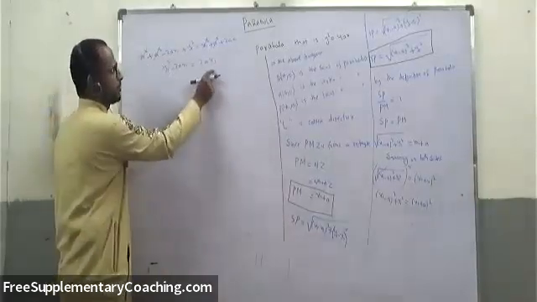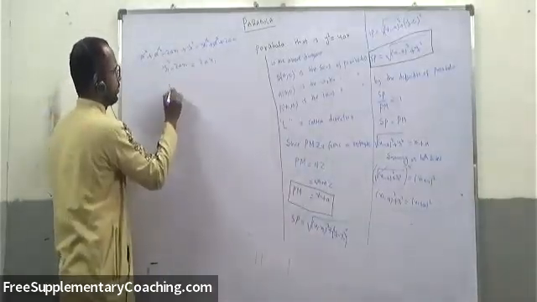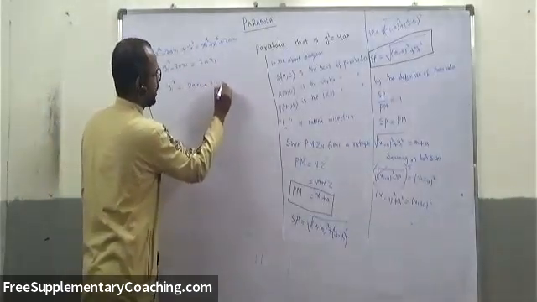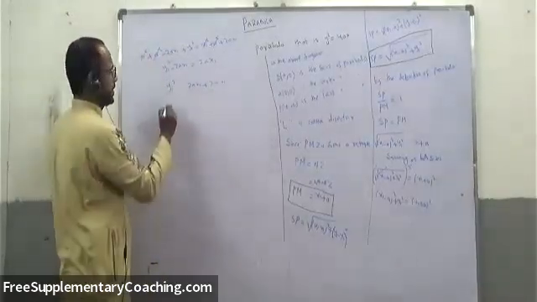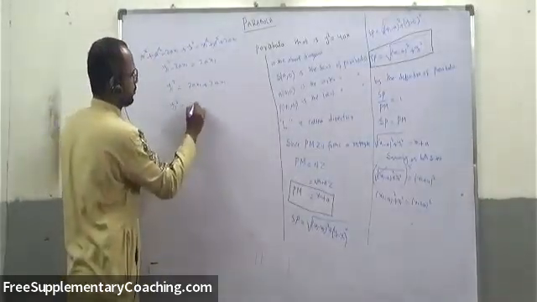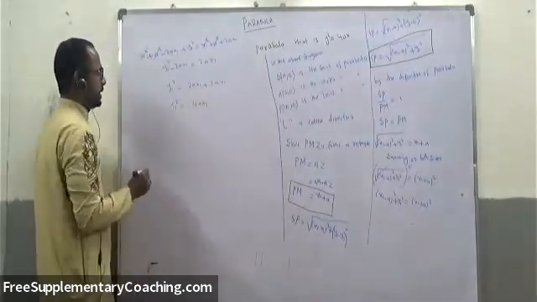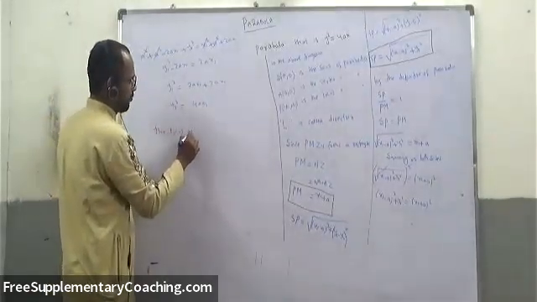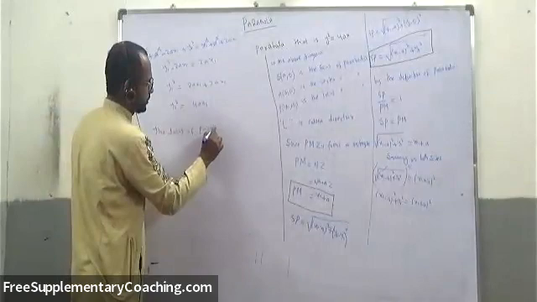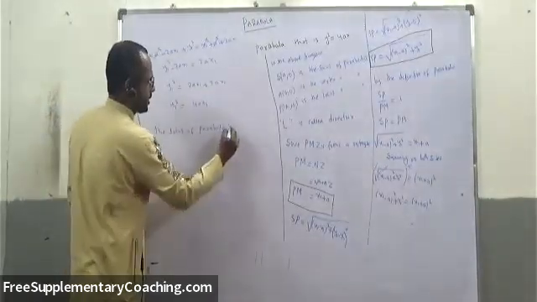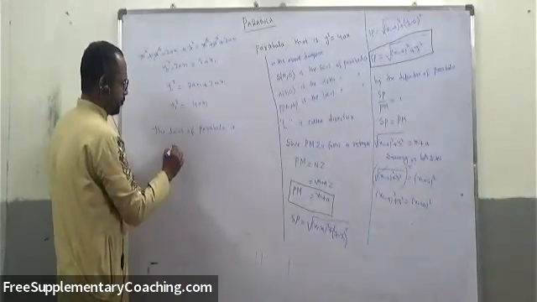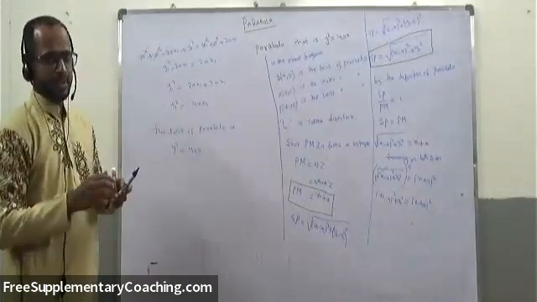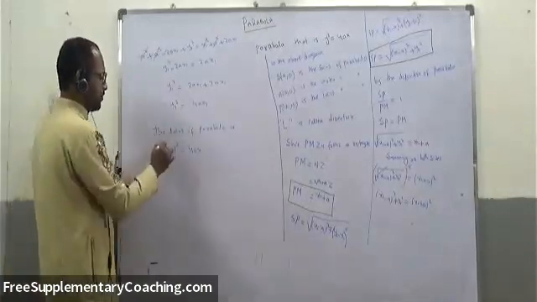Just send minus 2a x1 to the right hand side. So what it will be? Y1 square is equal to 2a x1 plus 2a x1. This I can write as y1 square is equal to 4a x1. Therefore, the locus of the parabola is y square is equal to 4ax. This is our derivation, finally, what we have got now.